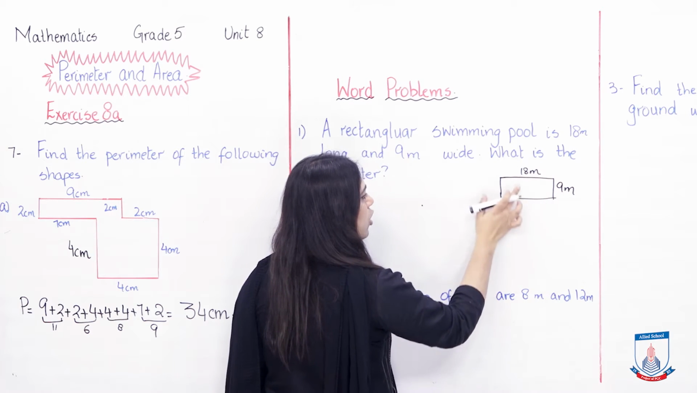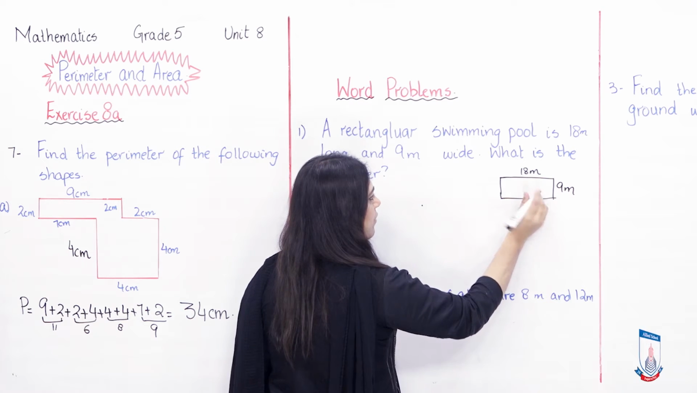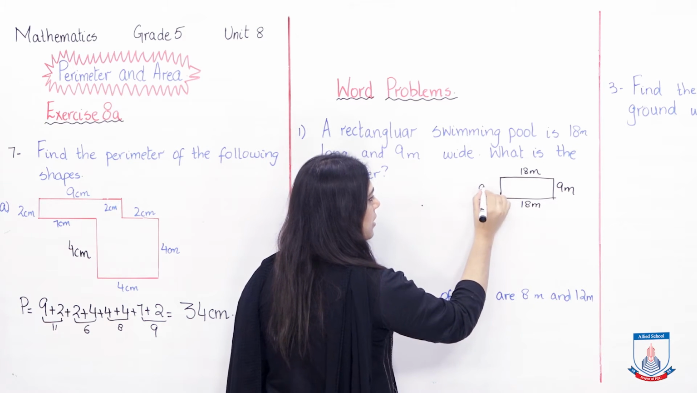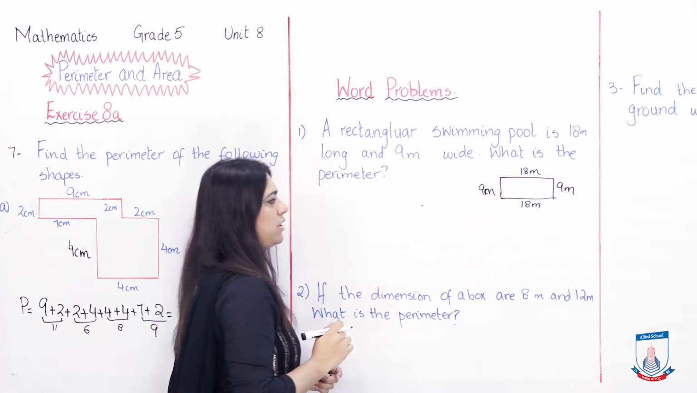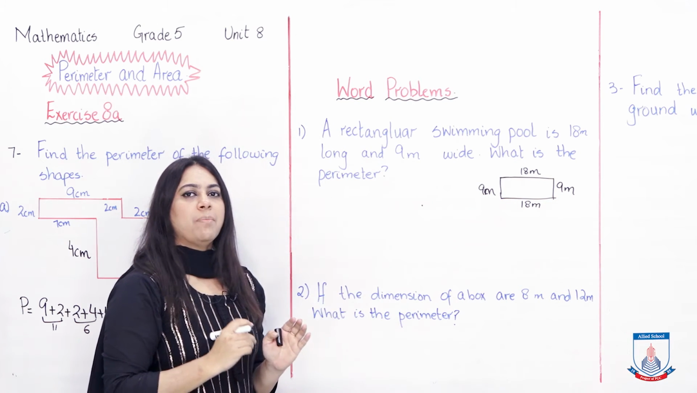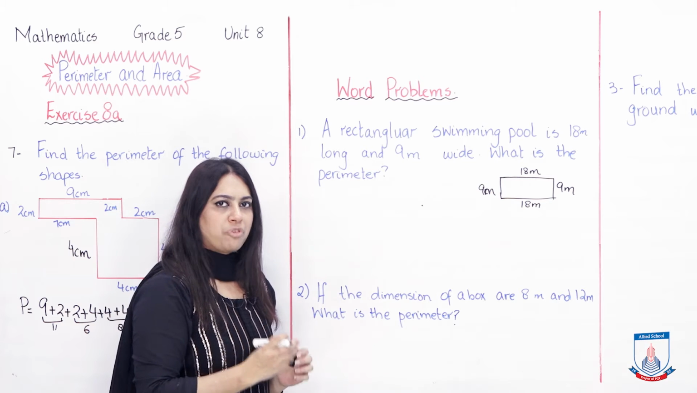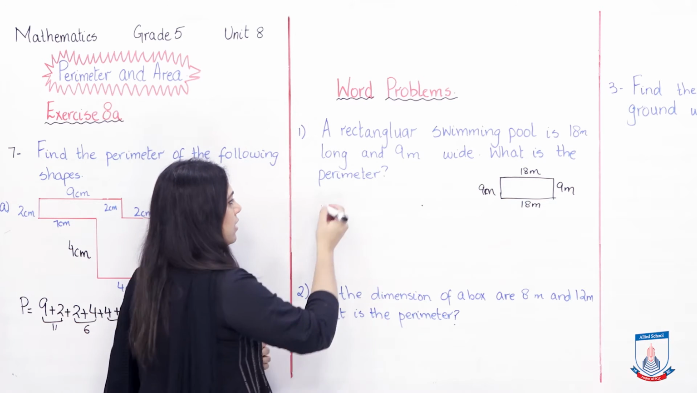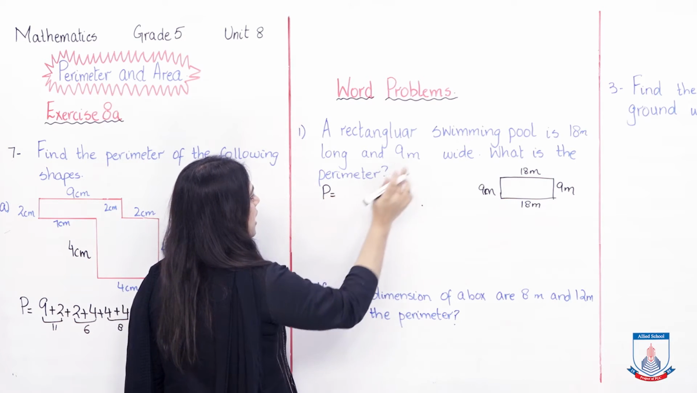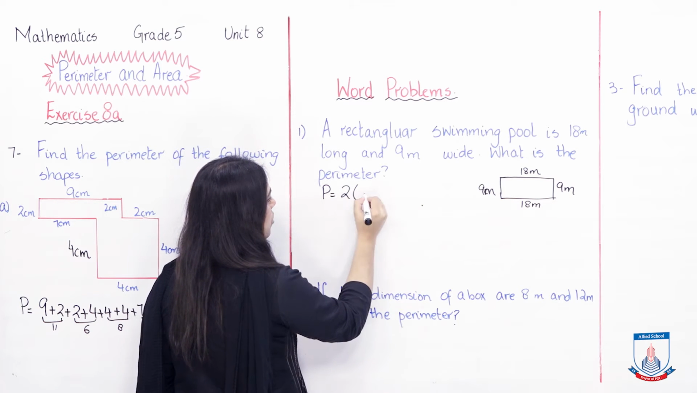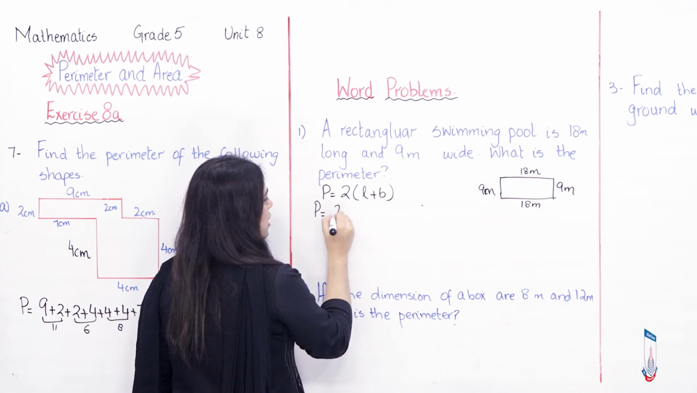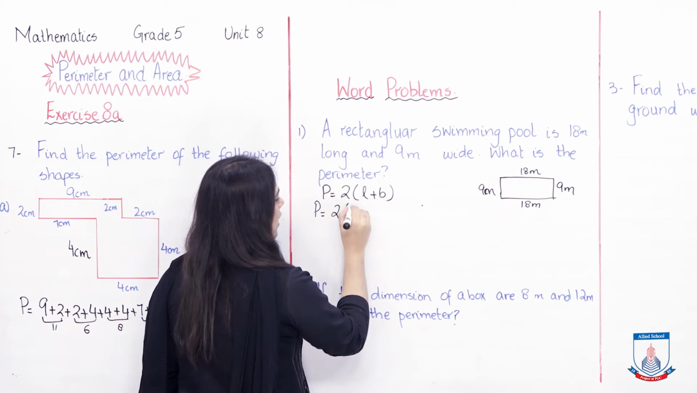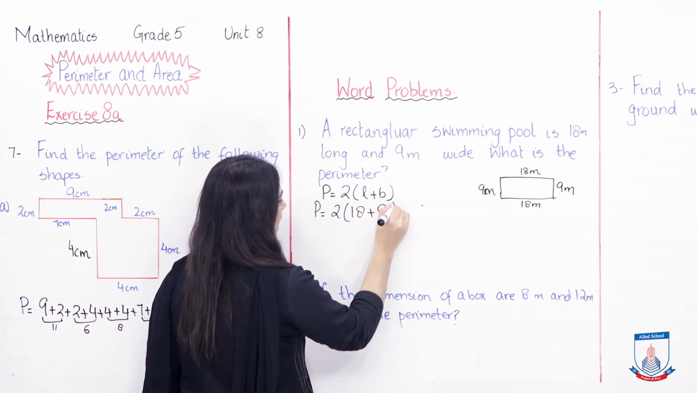So, in a rectangle, opposite sides are the same. If this is 18 meter, this should be 18 meter. If this is 9 meter, this should be 9 meter. So, with the help of this, can I put these values into the formula and find the perimeter? What is the formula for the perimeter of a rectangle? It is 2 times the bracket of length plus breadth. Perimeter equals 2 times 18 plus 9.